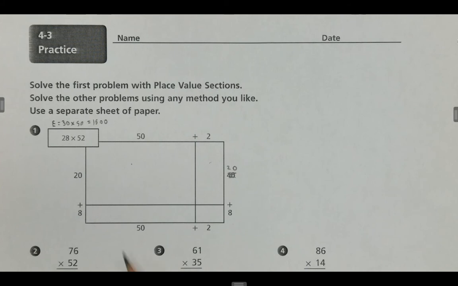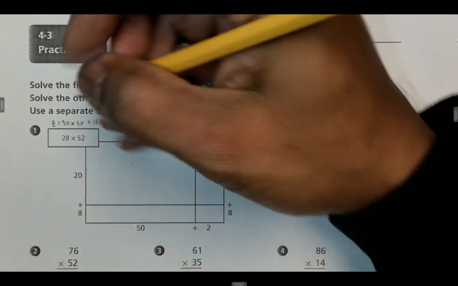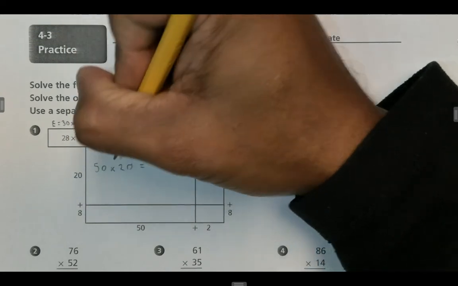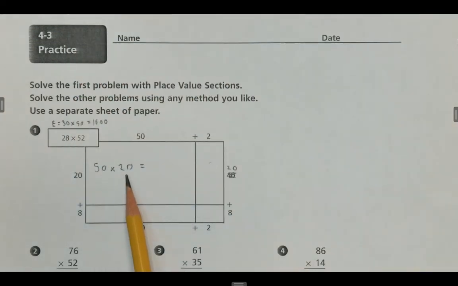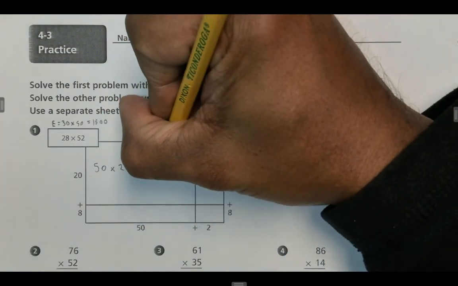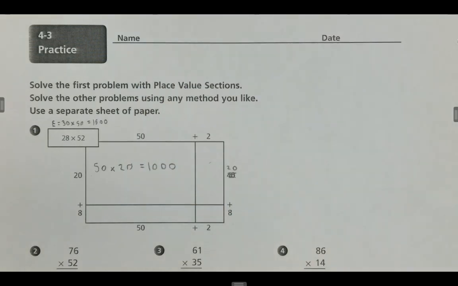Now let's get going. The largest section here is 50 by 20. 50 multiplied by 20. I can count up my zeros. There's 2 of them. I can multiply my non-zeros. 5 times 2 is 10. And then add the 2 zeros to the end of it.